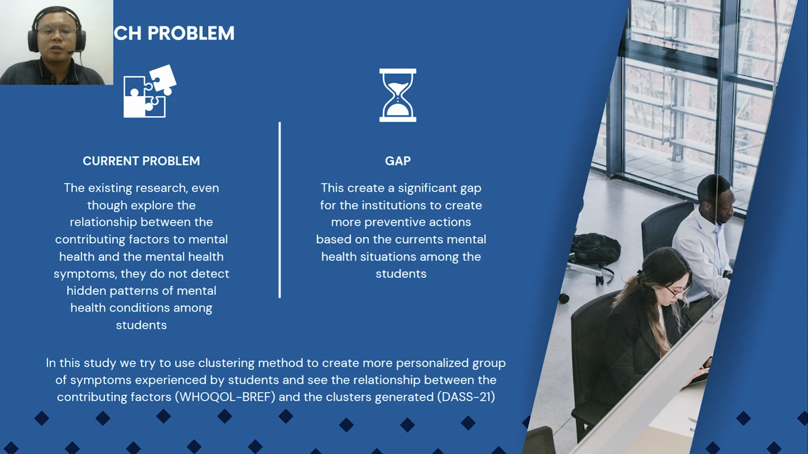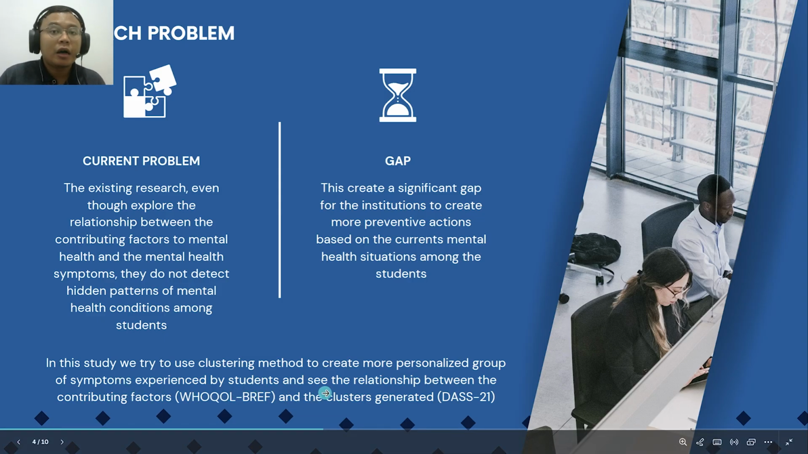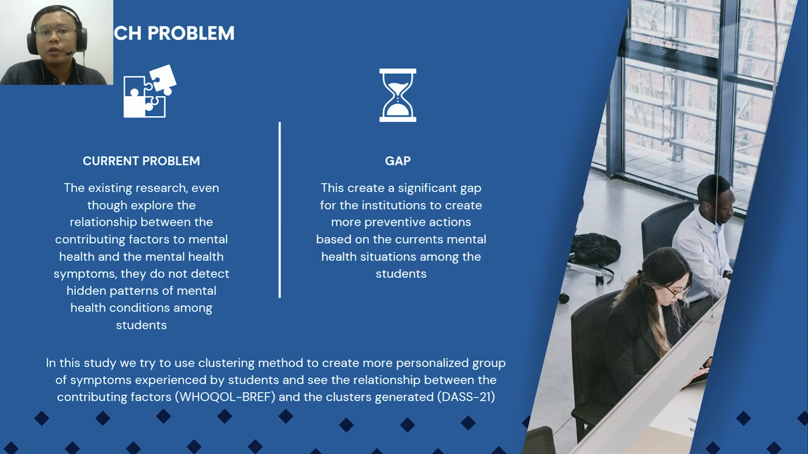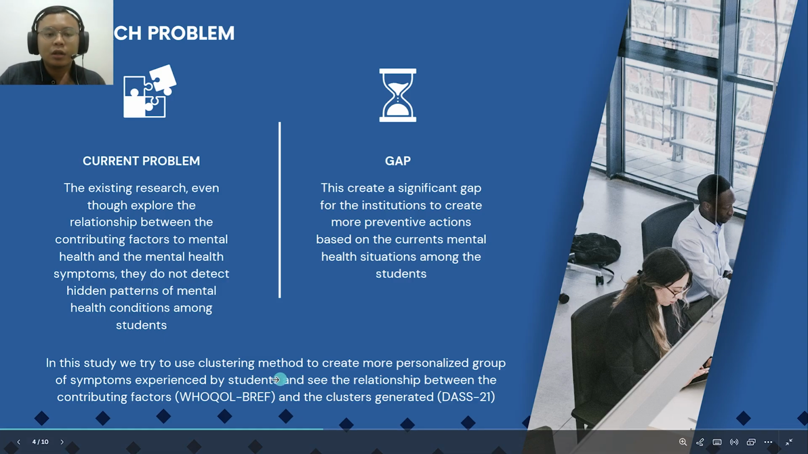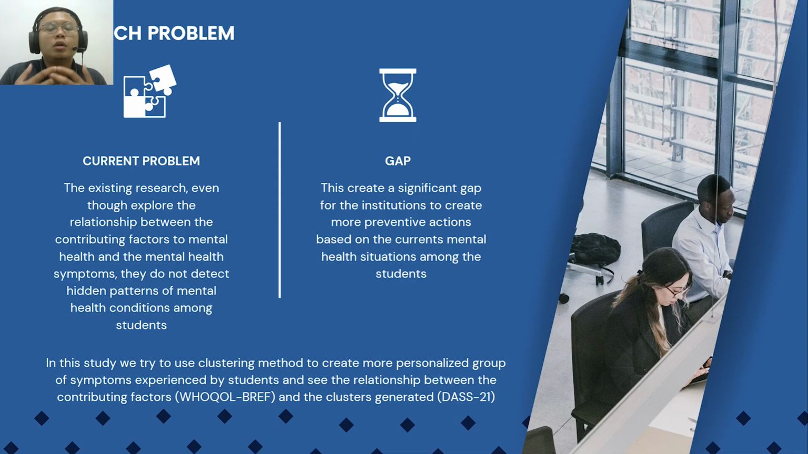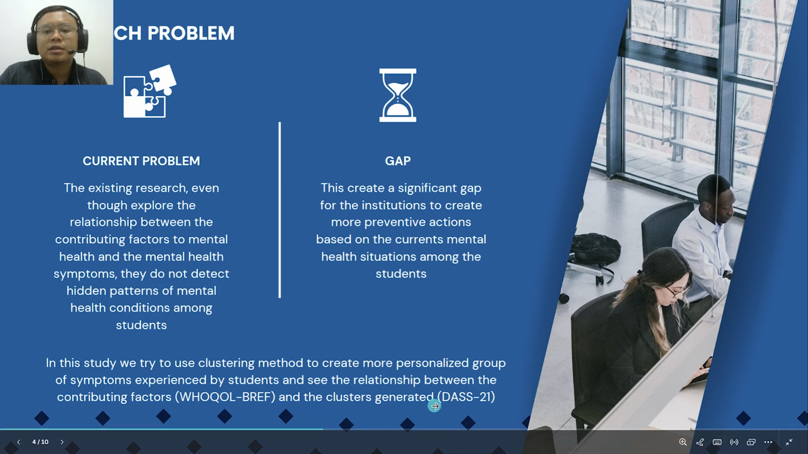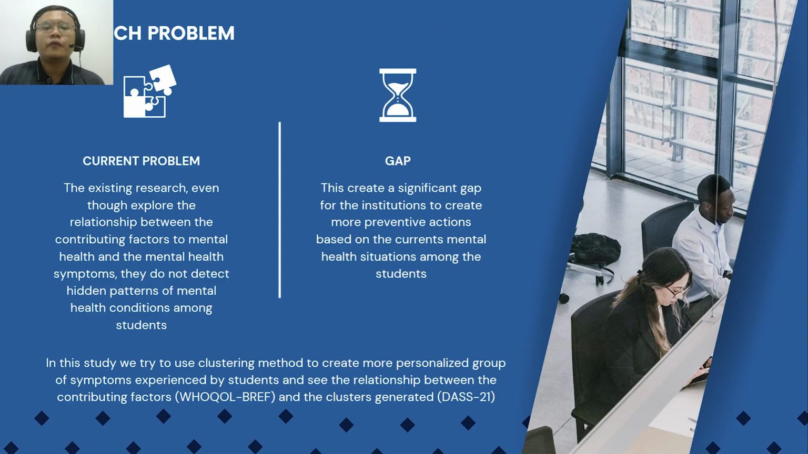In this study, we use the clustering method to create more personalized groups of symptoms experienced by the students. After that, we look at the relationship with the contributing factors, here referring to quality of life, measured by the WHOQOL-BREF assessment tool, and the mental health condition itself, measured by another tool, DASS-21. The context of this study is, of course, university students, especially IIUM students, so that the institution, IIUM, is able to create more preventive action based on more personalized insight generated by the clustering method from machine learning itself.